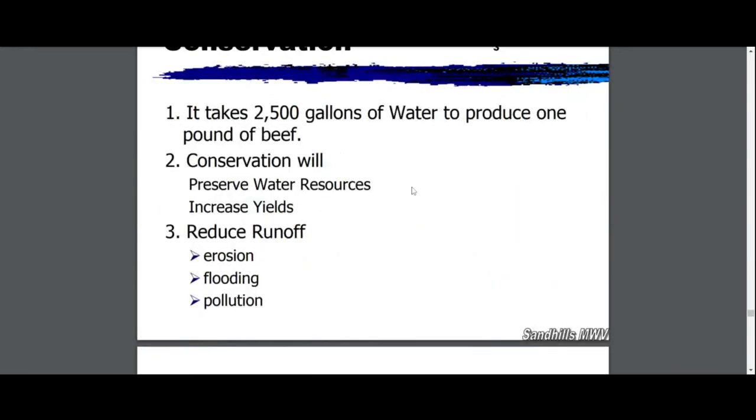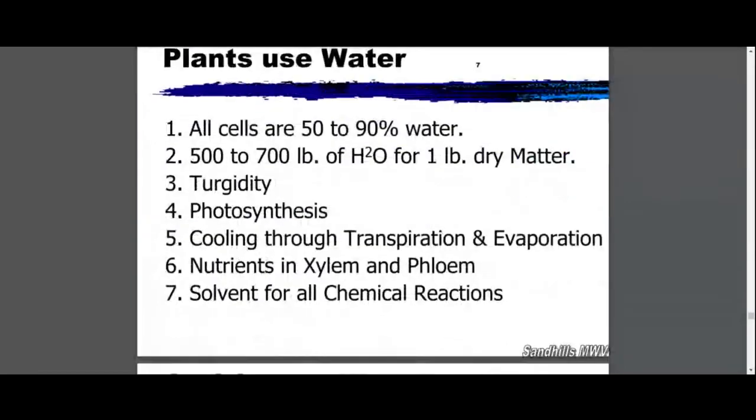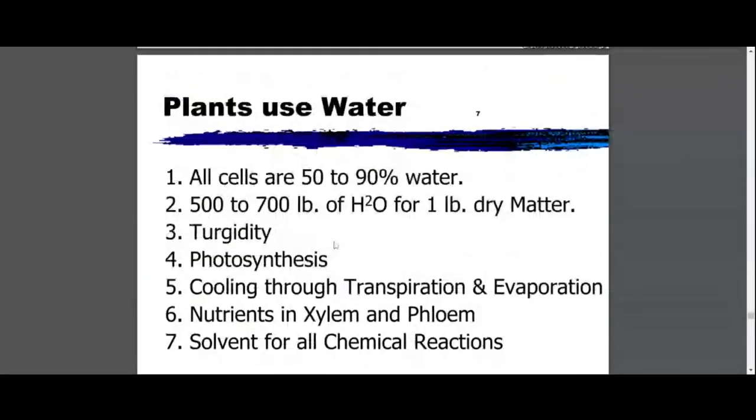Again, we talked about 2,500 gallons of water to produce 1 pound of beef. Conservation will preserve water resources, increasing yield, reducing runoff, erosion, flooding, and pollution. So all this stuff was gone over in the other lectures.